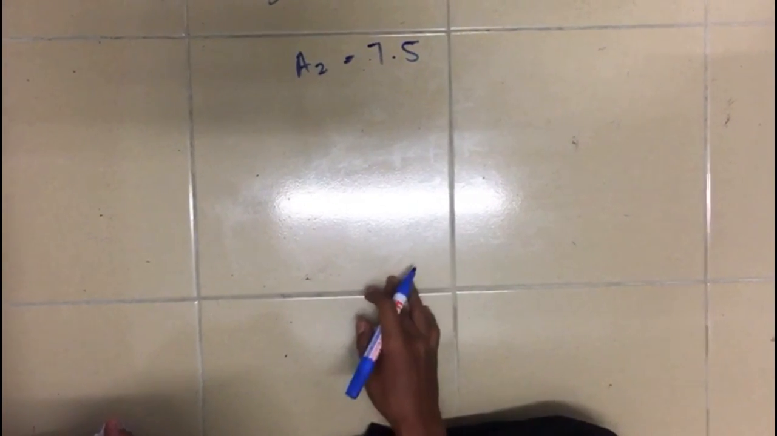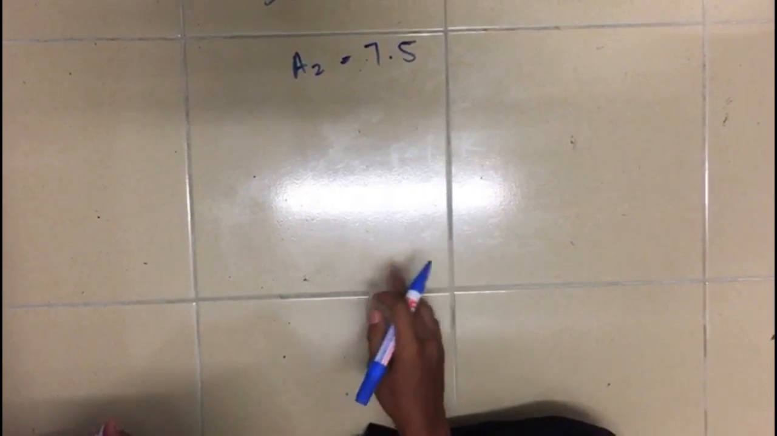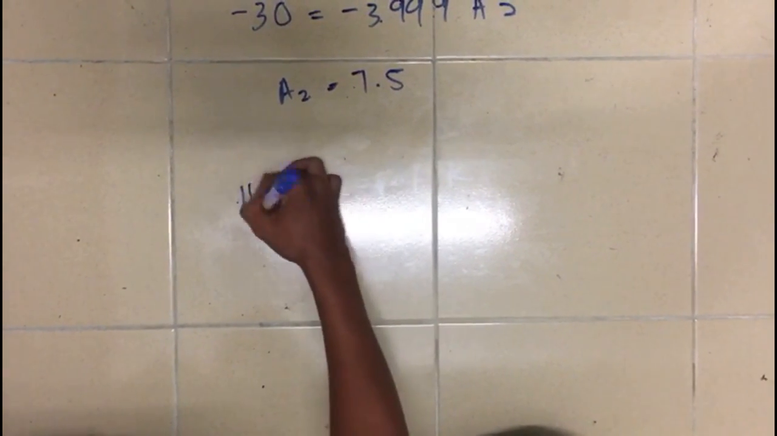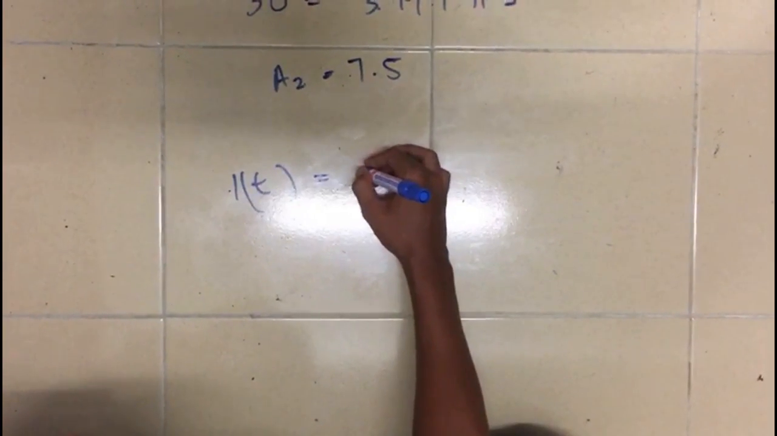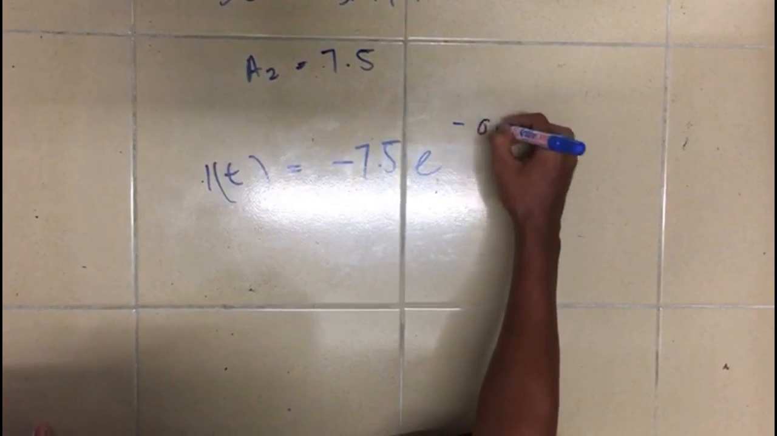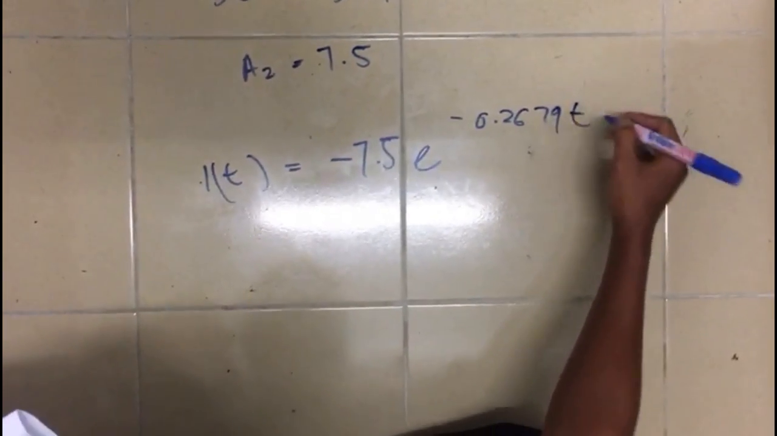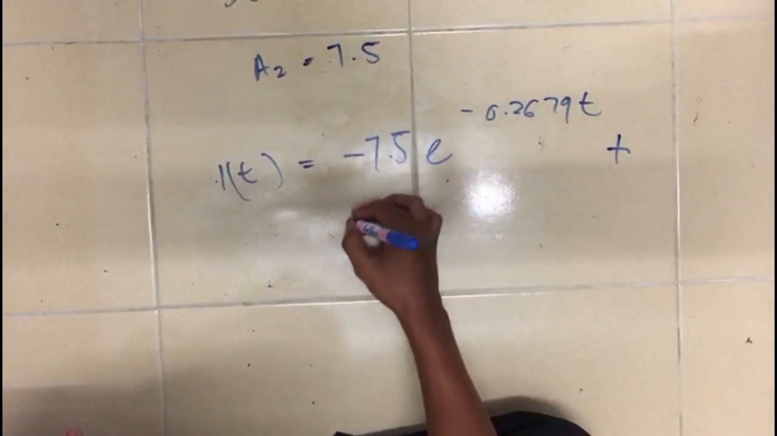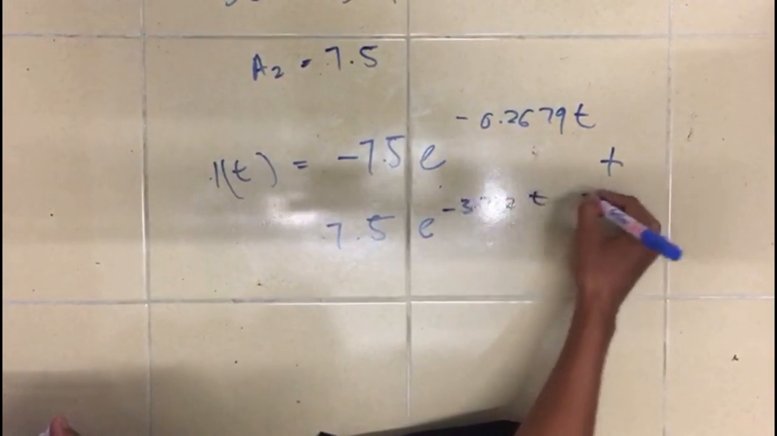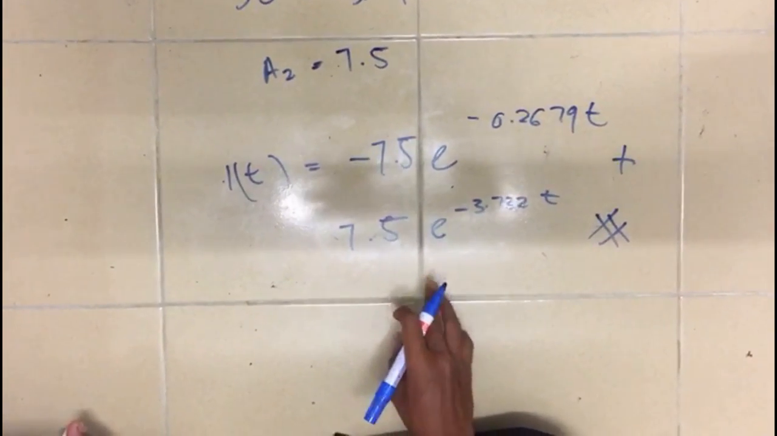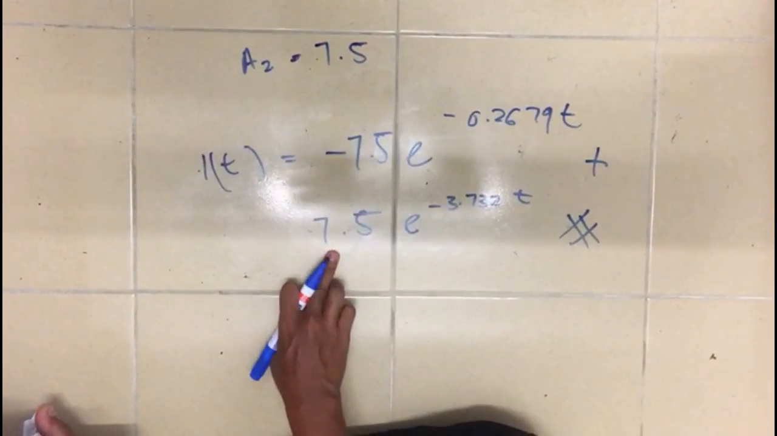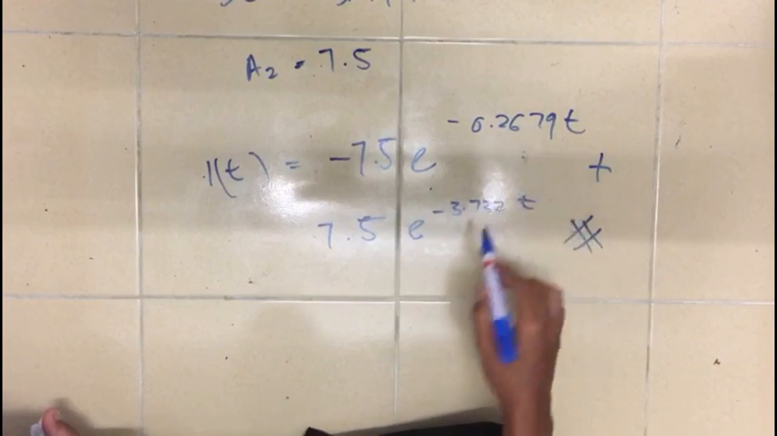Lastly, when we have all the values of the circuit, A1, A2, S1, S2, we combine all the values in one equation, the equation of state. So this is the value of A1, with e^(S1 t), negative 0.2679 t, plus 7.5 e^(negative 3.732 t). So this is the answer for the RLC source-free circuit. This is the value of A1, this is the value of A2, this is the value of S1, this is the value of S2.